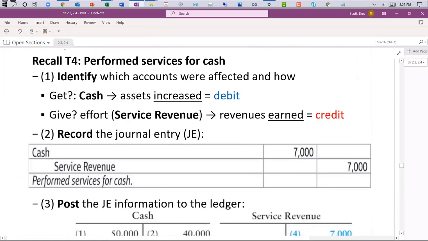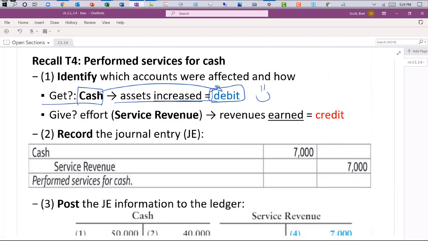We performed services and we got cash. Figure out what you know first. Generally speaking, cash, this is kind of how I learned debits and credits. I like cash. I don't know about you, but I like cash. When I get cash in accounting, that means I need to debit that cash account. So I started to learn that I like debits. Debits make me happy. The rule, of course, is that when we get cash, we need to debit the account.